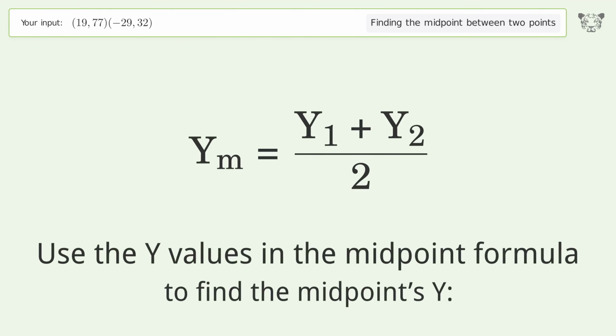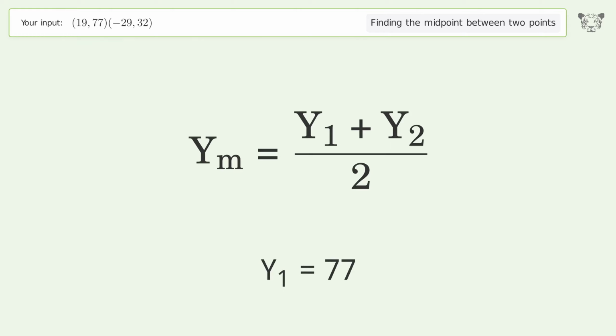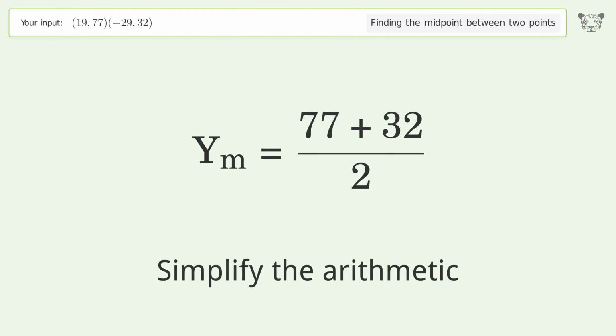Use the y values in the midpoint formula to find the midpoints y. y1 equals 77. y2 equals 32. Simplify the arithmetic.